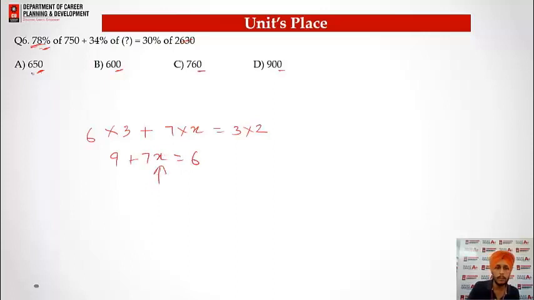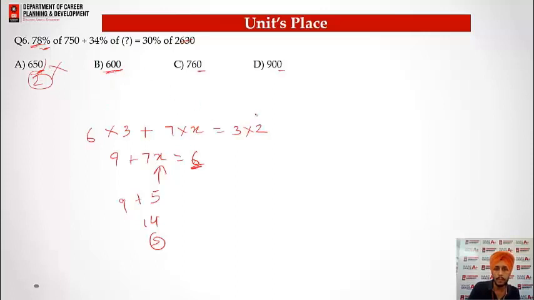Let's check our options by putting the digital sum values in place of x. So the digital sum of option A is 6 plus 5 is 11, that is 2. Let's put 2. So 7 into 2 is 14, and 14 will be 5, plus 9. 9 plus 5 is 14 and it will become 5, but we need 6. So option A will be eliminated.